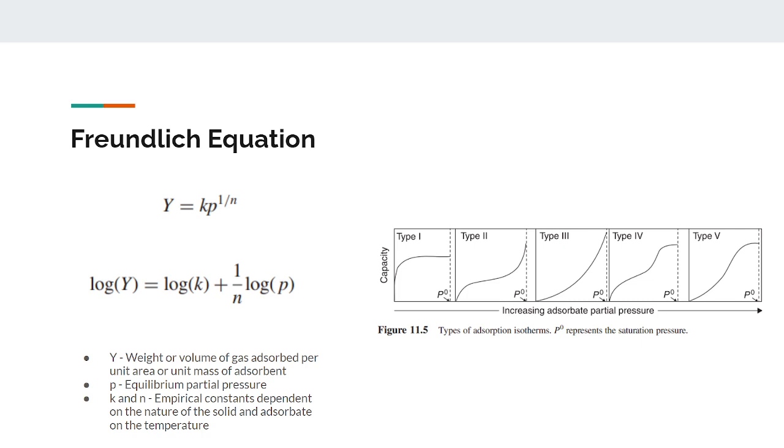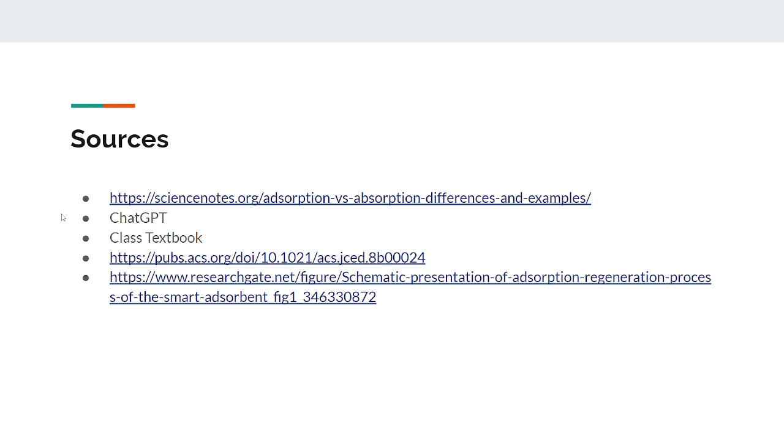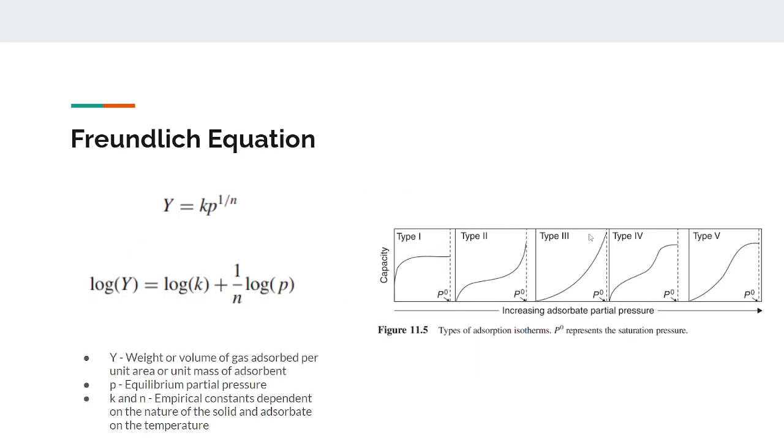And then the picture on the right here is the types of absorption isotherms, which I will go into a little bit more detail on the next slide. So next and lastly, I would like to talk about the Langmuir isotherms. So like I mentioned on the previous slide here, we have these absorption isotherms.